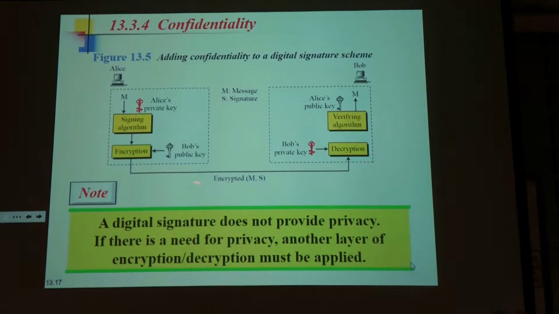We send the message, which is encrypted. What we encrypted in here, we encrypted both the message and the signature. When it comes to Bob, we decrypt it using Bob's private key. Then again, I'll have the message and the signature. Then after that, I take the message and I do the verification.